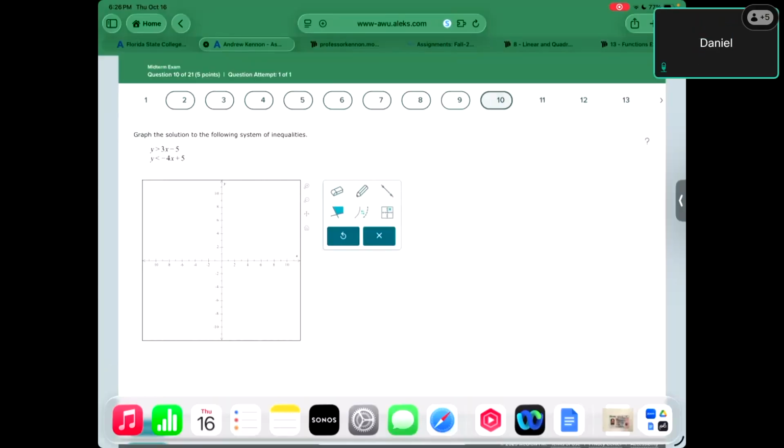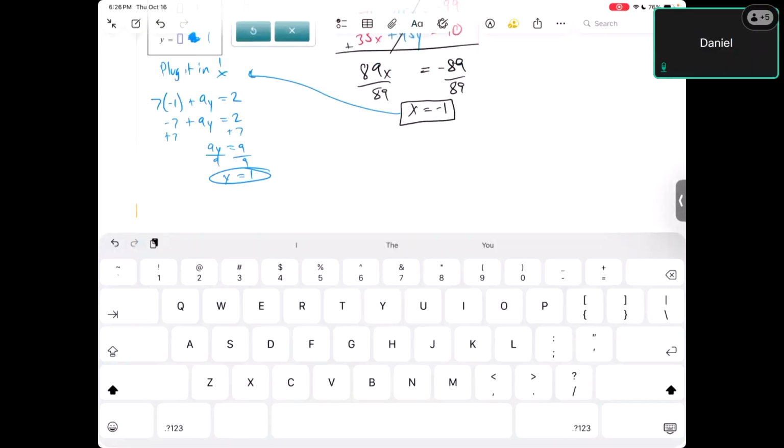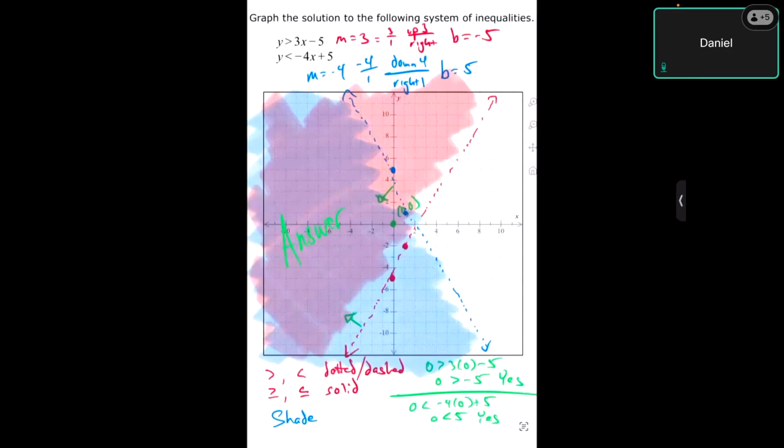Professor, I have a question. Yeah, go ahead. On the graphing on Alex, if we don't make that line either dotted or solid, it just marks it completely wrong. Because I accidentally did that for 2 problems and it marked both of them wrong. And I wasn't sure what I was doing wrong. And so I realized I had to make it either a dotted or a solid line.